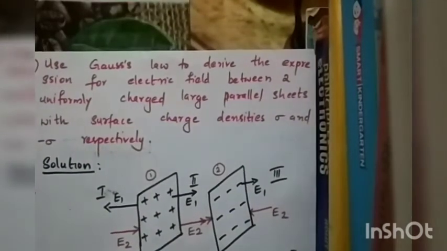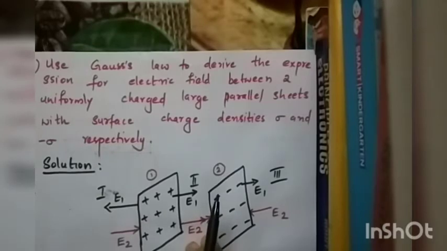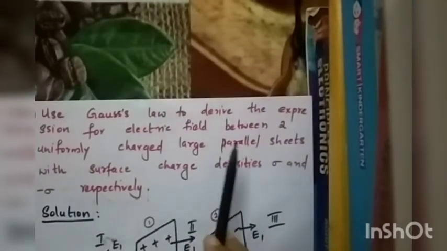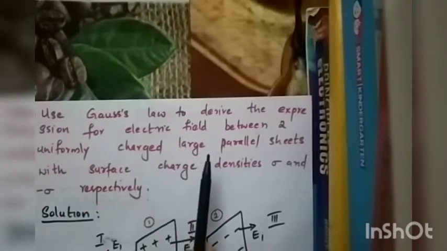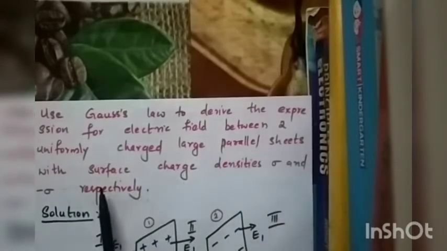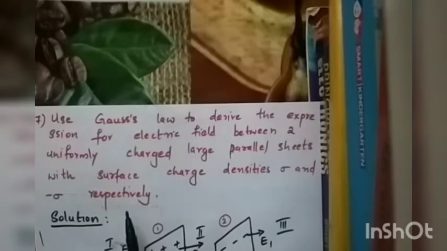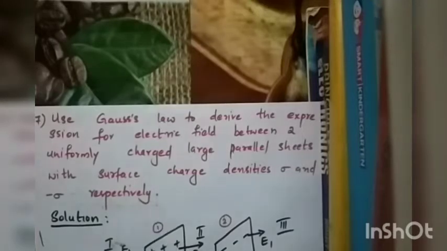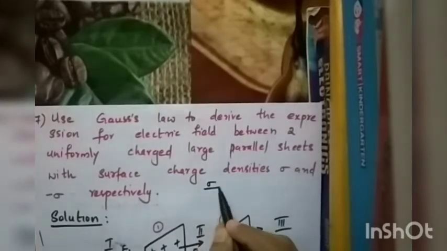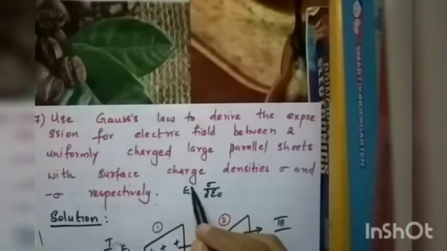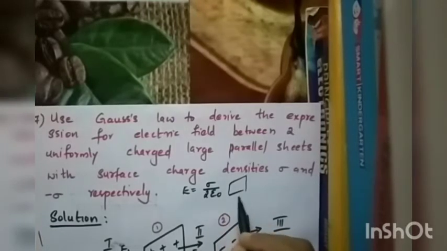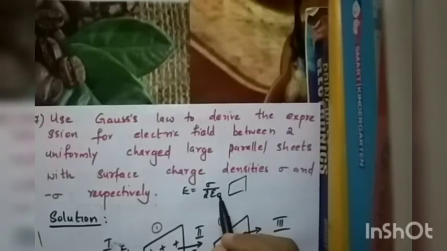Question number 7. Use Gauss's law to derive the expression for electric field between two uniformly charged large parallel sheets with surface charge densities sigma and minus sigma respectively. You have already found the expression for electric field intensity due to a single plane sheet of charge. Do you remember? Yes, it is sigma by 2 epsilon naught. We found it by applying Gauss's law itself.